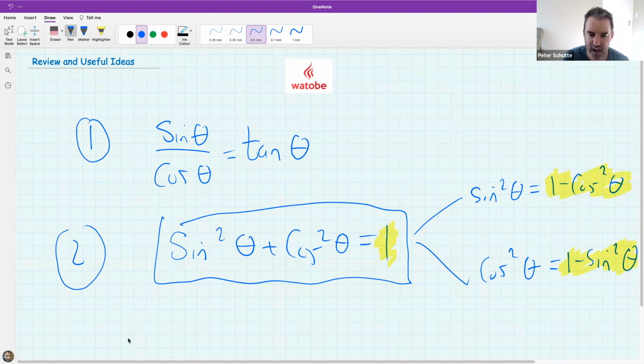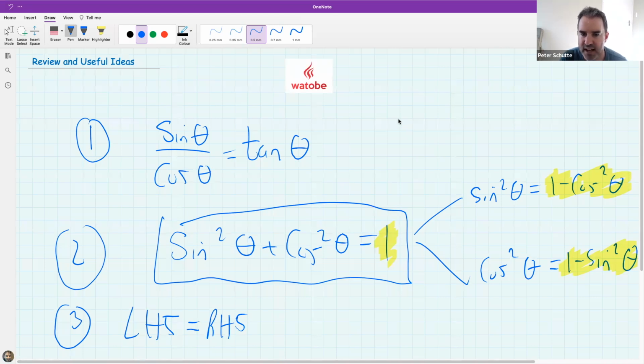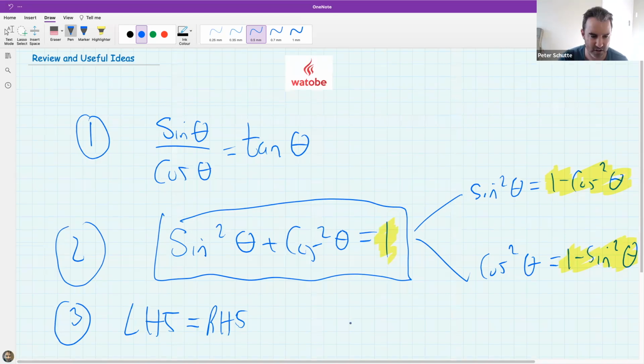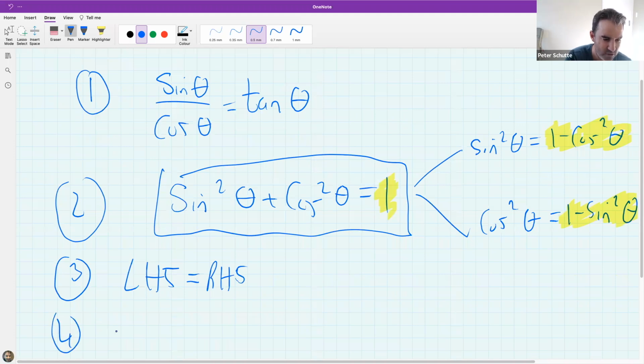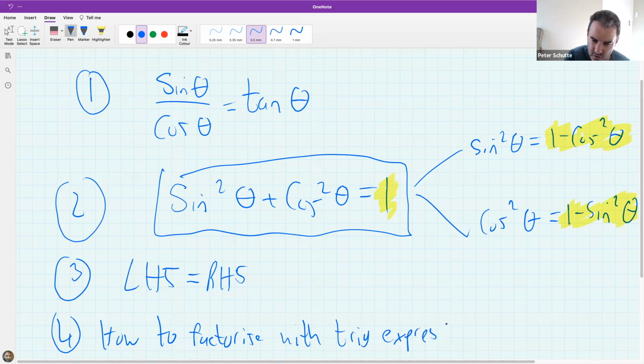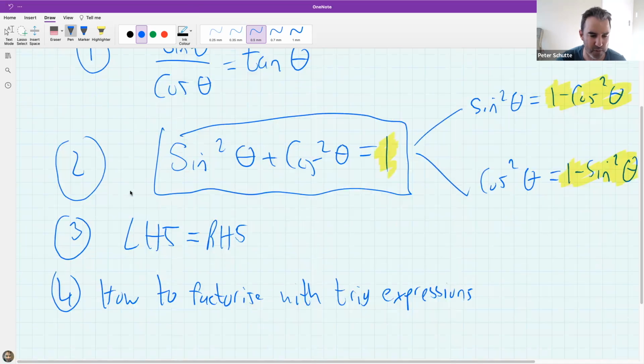We also looked at how to prove, or when we prove an identity, we start with the left-hand side or the right-hand side and make it equal to each other. So that was something important. How to factorize in trig. Oh, you guys have, I'm so impressed. How to factorize with trig expressions. I like that. What other things have we got there? Trig identities, fantastic. And Umta, what do you have that you remember from the previous lesson?